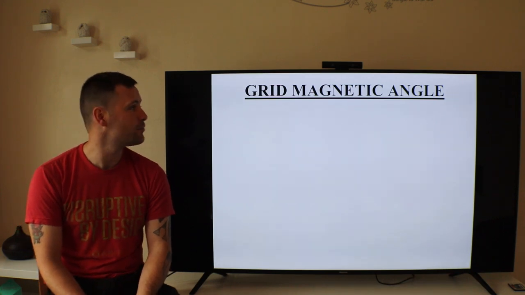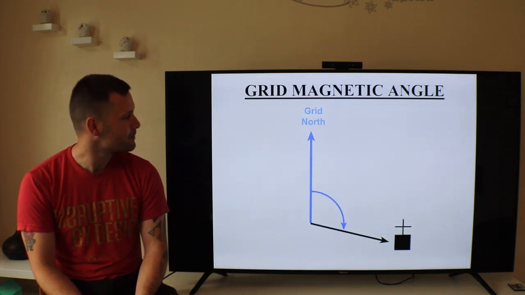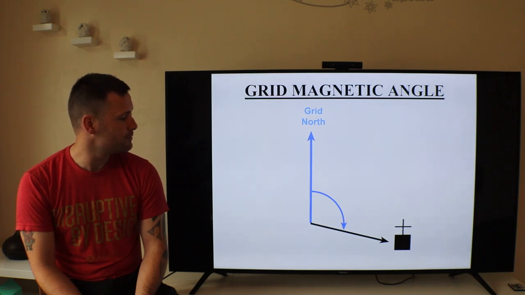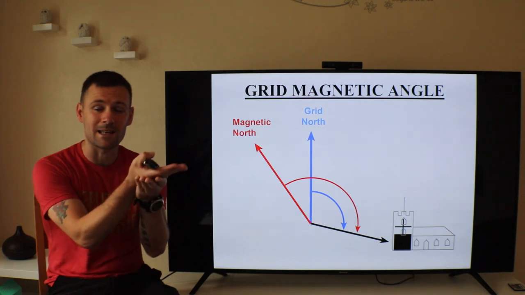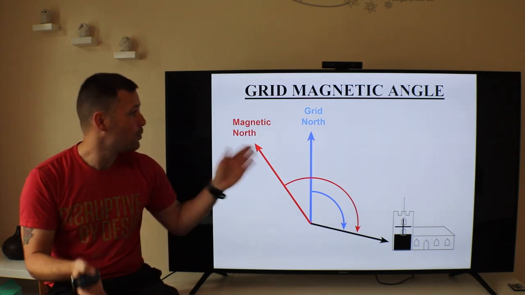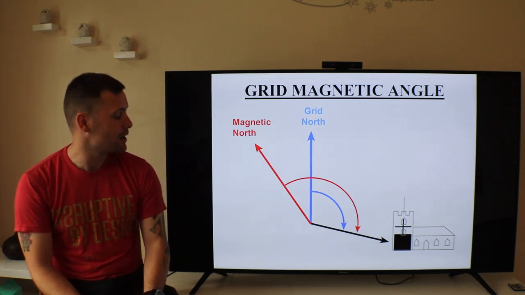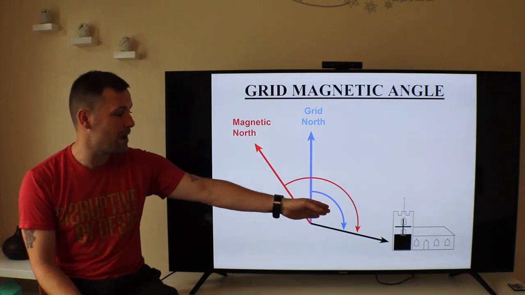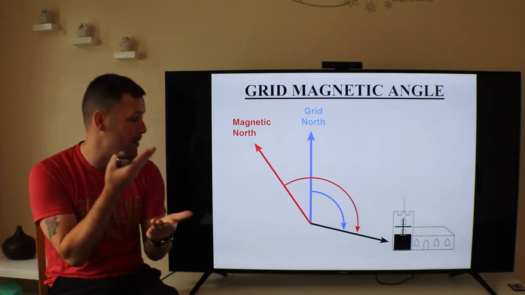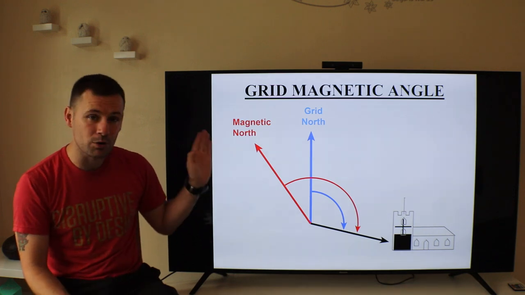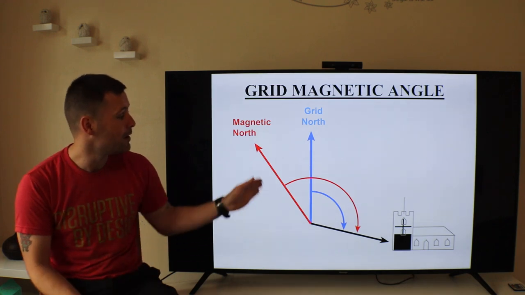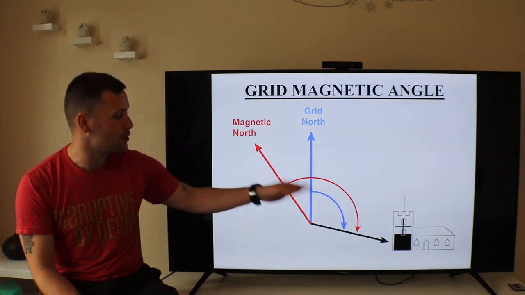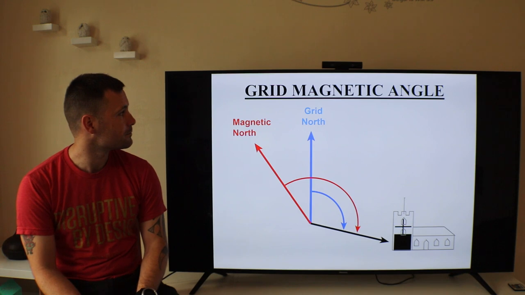So GMA, grid magnetic angle. You've got your grid north and you've got your magnetic north. If you want to go from a magnetic bearing to a grid bearing, we need to add in GMA. So you've got your magnetic bearing, we're pointing at the physical feature on the ground, we're pointing at the church. Now we need to convert this mag bearing to a grid bearing onto your map. You need to use GMA. There's going to be a difference, as you can see there.